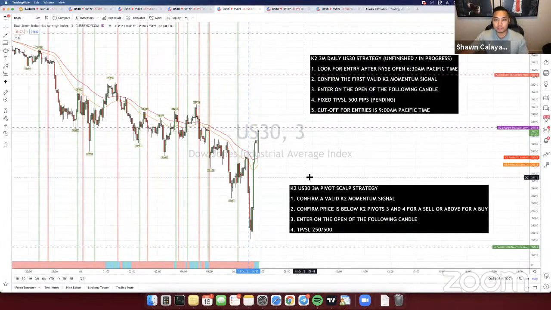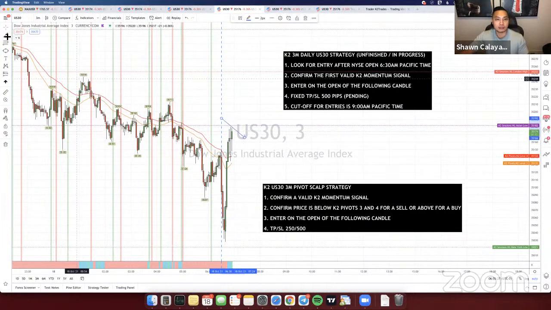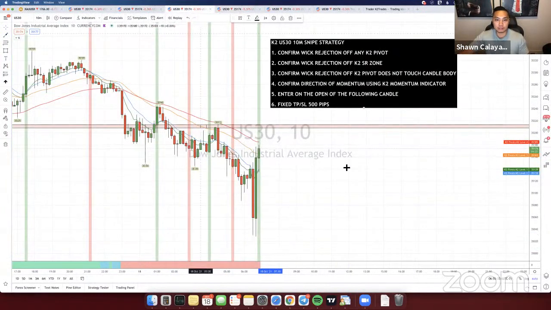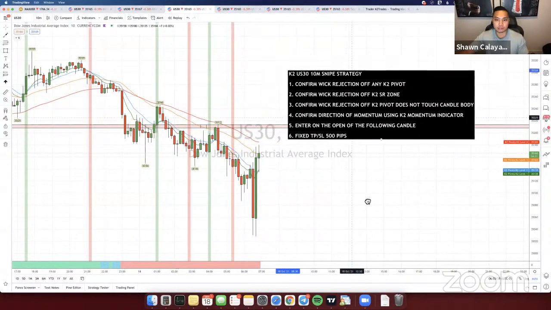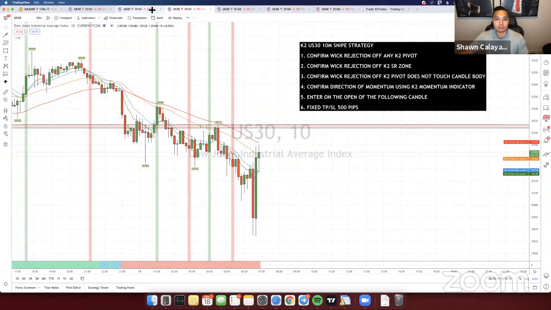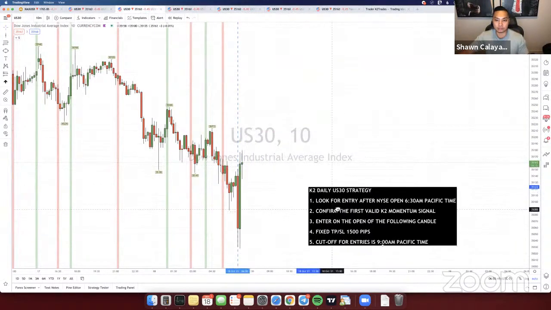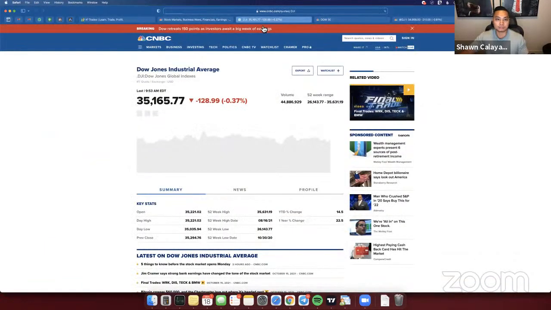Looking over here on the 3-minute, in order for us to have a pivot scalp strategy, we need the same thing to happen here. We need it to pull back, and then we need it to swing right back up. Here on the 10-minute, looking at the snipe strategy, let me see if there's any other zones right here. There's no zones that are available currently, so there's not going to be a snipe entry available just yet. Looking over here, we have that pending buy signal as well for the daily entry right here. So I'll keep refreshing this to see.